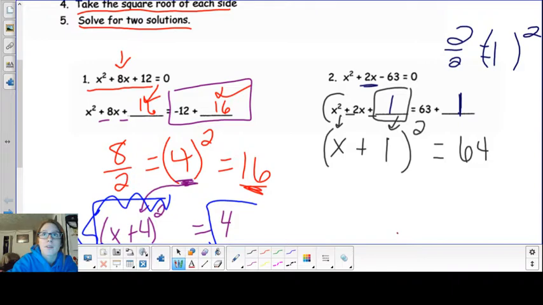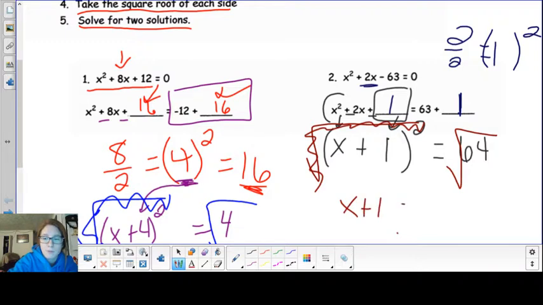Next, I'm going to take the square root of both sides. This cancels, so I'm left with x plus 1. The square root of 64 is, good, 8.